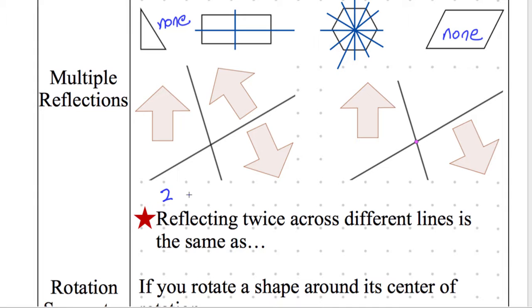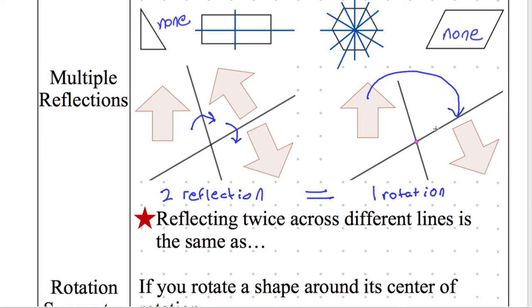Two reflections. Right here, this was a reflection right there, a reflection right there. Do your little arrows so you can see where you started. This was your pre-image, image, and then second image. Is the same thing, is equal to one rotation. This one was rotated around down like this.